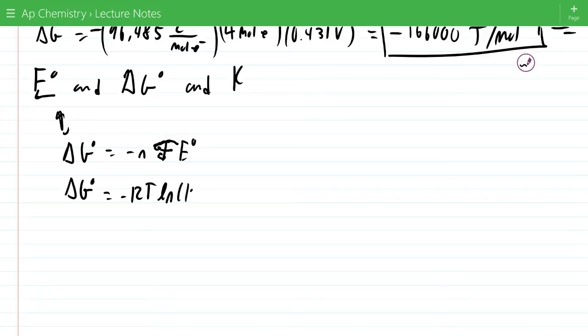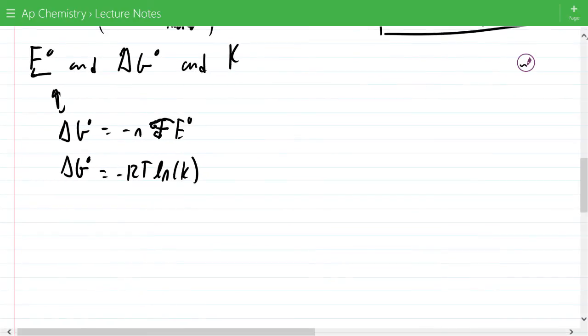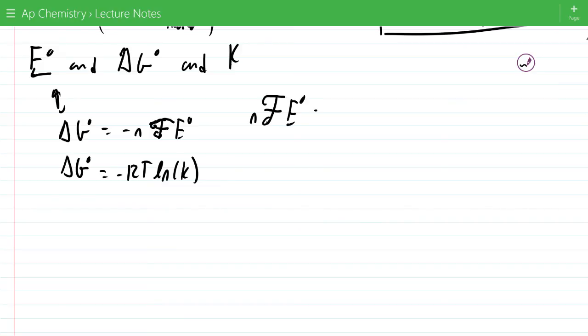The reason your book talks about a third one: these are the two problems they give you on the AP test. What you could do, since these are both equal to delta G, is set them equal to each other. You could derive a third formula and solve for either K or E. I'm just trying to show you that both of these are equal to delta G. So if you ever have to go from potential to K, you can set it up like this and solve from there. This is the one involving joules, so it's 8.314 joules per mole Kelvin.